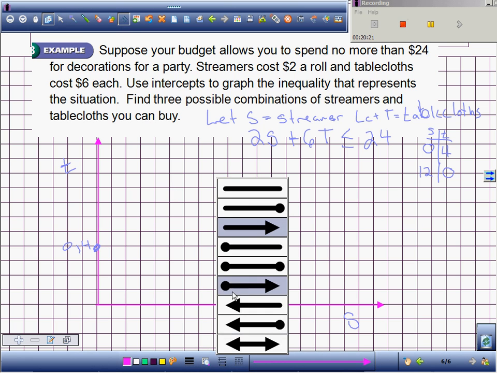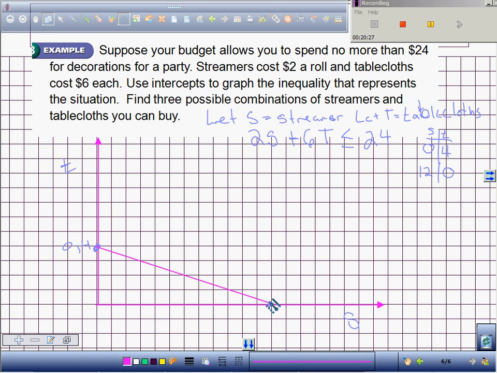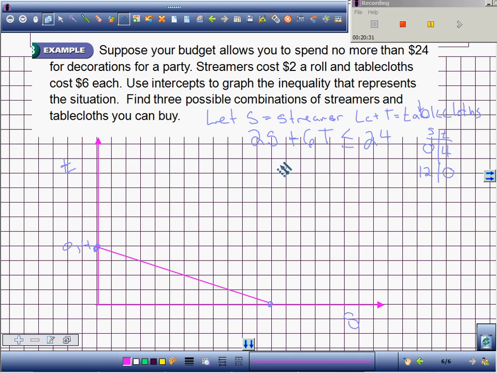It's a weird line. What's weird about it? Well, the fact that it's going down instead of up. Well, I know, your money is decreasing. Now, where should I shade? Above this line or below the line?